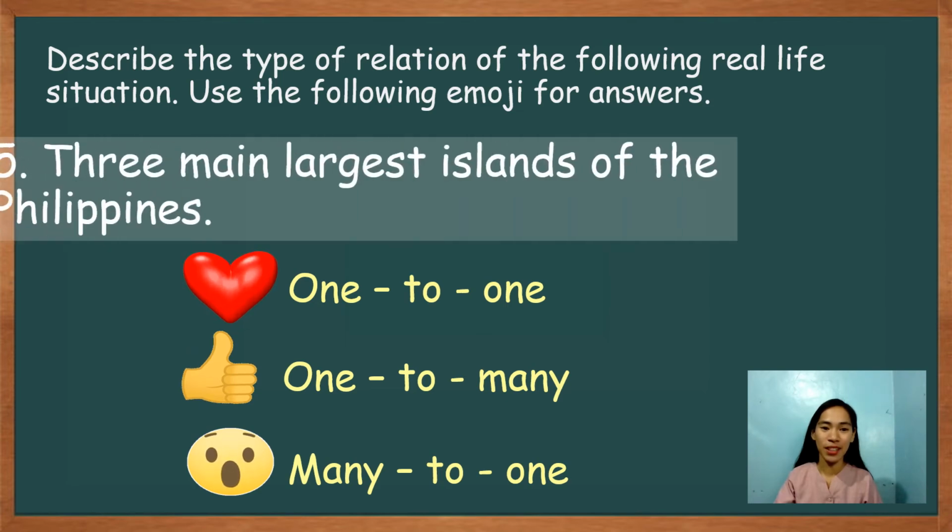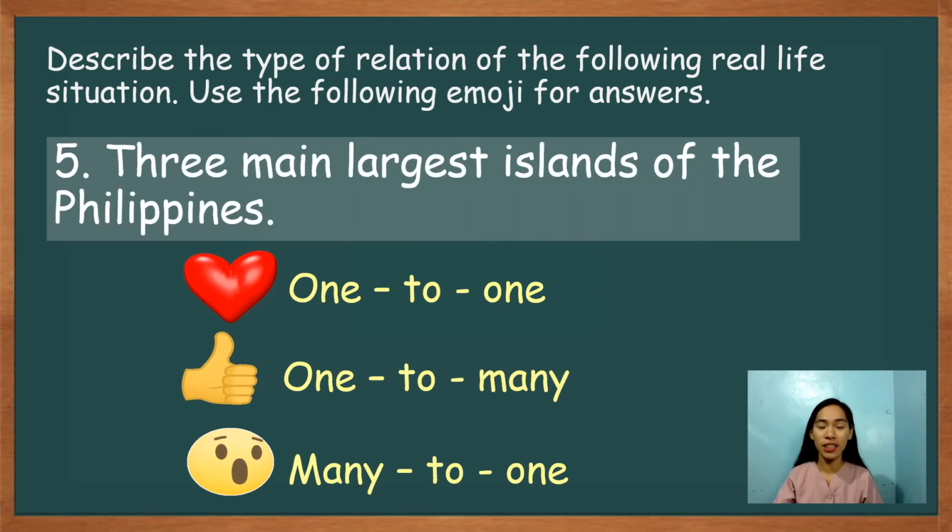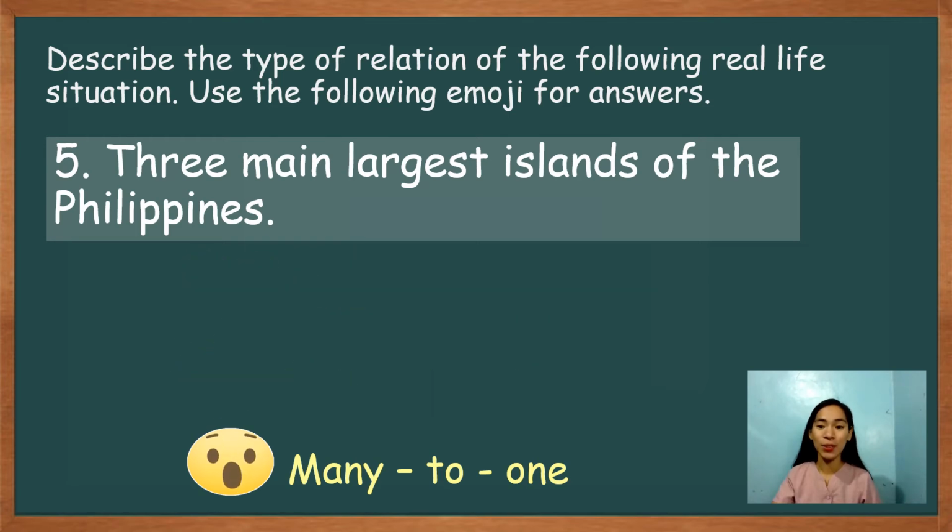Number 5, 3 main largest islands of the Philippines. Is it 1-to-1, 1-to-many, or many-to-one? The answer is many-to-one. Very good.